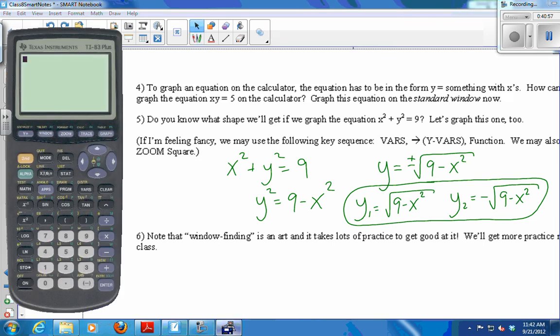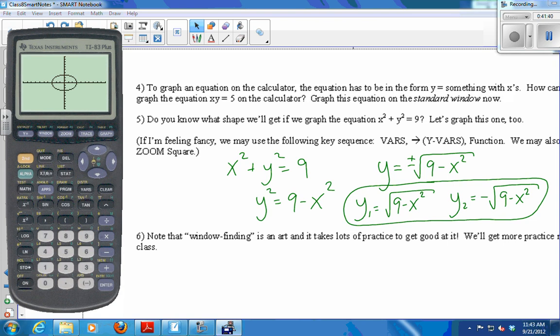So I go to my calculator, go to y equals, is anything there, clear it. You do the square root of 9 minus x squared. And then I want negative the square root of 9 minus x squared. Start with zoom 6. And what does that look like? It looks like a misshapen circle. It looks like an ellipse, but it's not an ellipse, it's a circle.